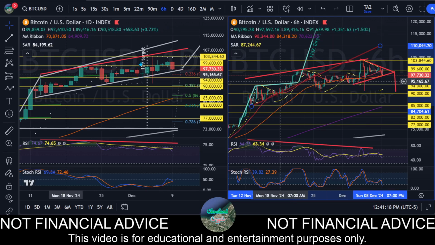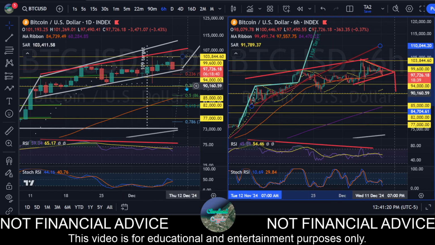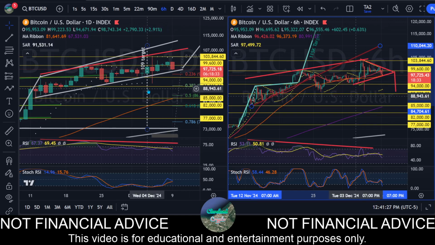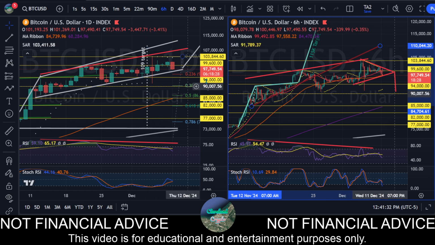Alright, some other things that I did. I moved this fib retracement over a little bit. I moved this target over a little bit just to clear up that space so we could see it a little bit better.